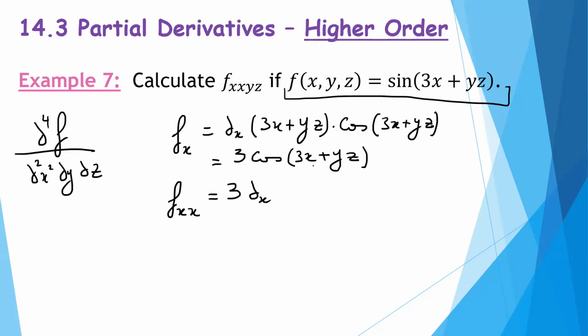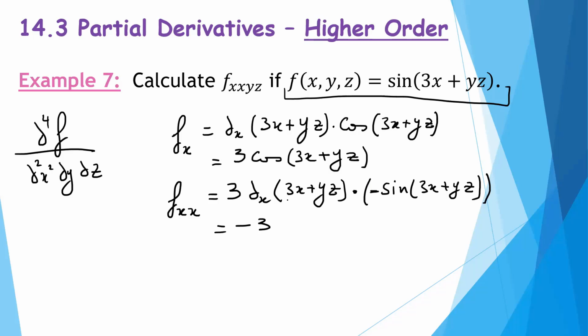It's a cosine of a function of x. So dx of 3x plus yz times, what is the derivative of cosine? Minus sine. Times minus sine(3x plus yz). So after simplification, you obtain minus 3. And what is dx of 3x plus yz? It will be 3. It will be 3 times 3, so minus 9 sine(3x plus yz).